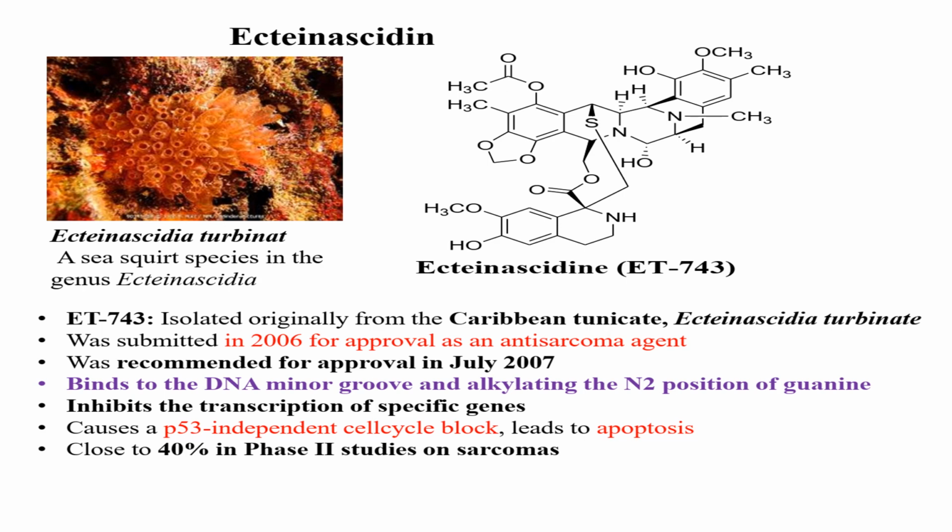Ecteinascidin is also a marine species product, and this ecteinascidin ET-743 was originally isolated from Caribbean tunicates. Trabectedin was submitted in 2006 for approval as an anti-sarcoma agent and was recommended for approval in July 2007. It binds to the DNA minor groove and alkylates the N2 position of guanine, inhibiting the transcription of specific genes. In particular, it causes a p53-independent cell cycle block, leading to apoptosis, or programmed cell death.